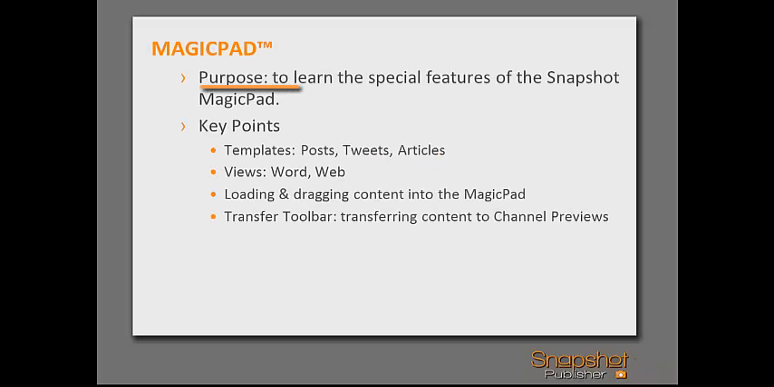MagicPad. In this video, we will learn the special features of the Snapshot MagicPad. The key points that we will cover are the different template views for new posts, tweets, and articles, the views for Word documents, websites, and RSS feeds, loading up and dragging content into the MagicPad, and using the transfer toolbar to transfer content from the MagicPad to your channel previews for publishing.